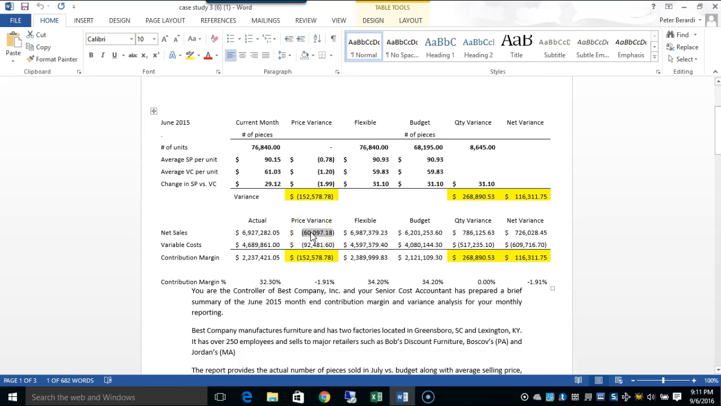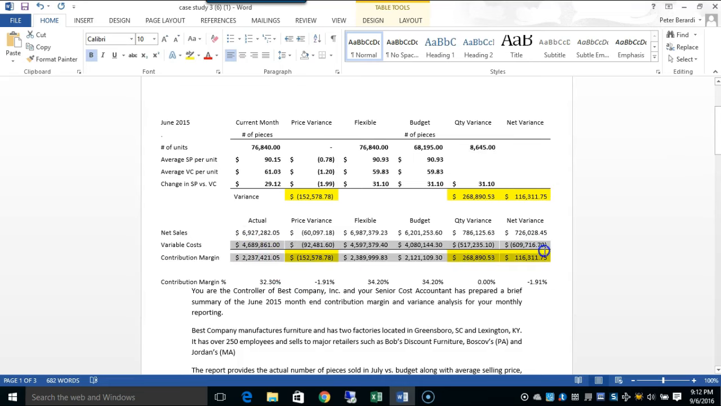The price variance was unfavorable by $60,097 due to the average selling unit price of $90.15 being 78 cents lower than the budget. The quantity variance was favorable by $786,000 due to the actual quantity of sales, 76,840, being greater than the budgeted quantity of 68,195 by 8,645 units.